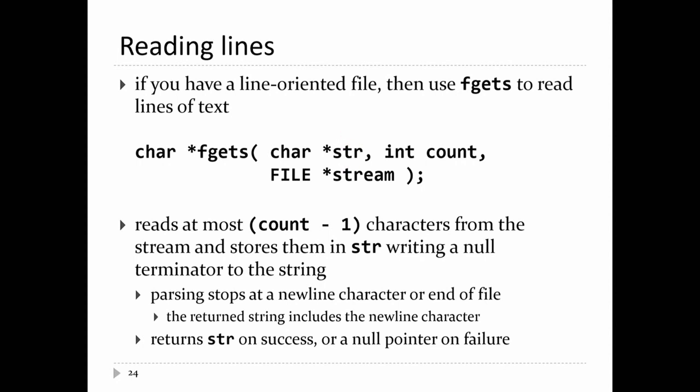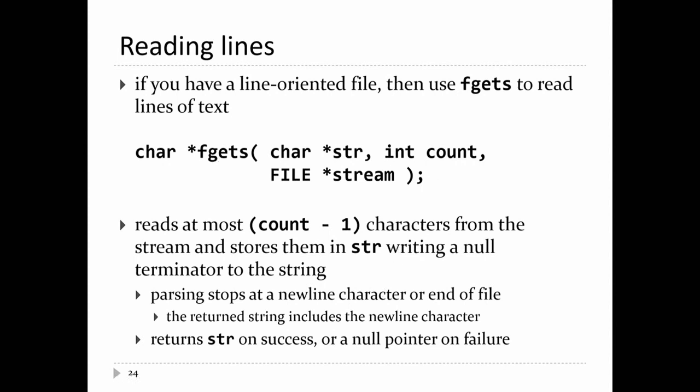So it's going to try to read one line of the file. It would like to store it in str. It's going to read from that file there, and at most, it'll read count minus 1 characters. So you need this count parameter here because you may not know how long each line of the file is, and you need some sort of string to store it in. So this count parameter is here to make sure that you don't overwrite the end of str.